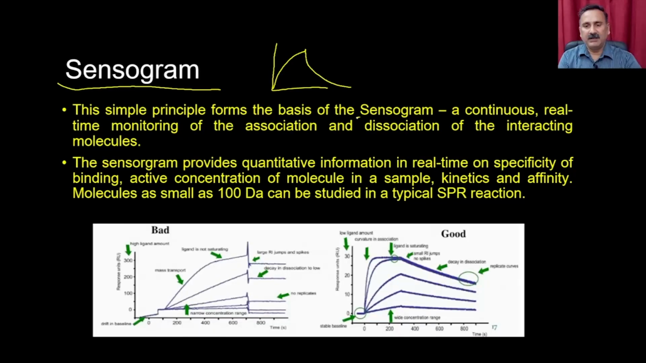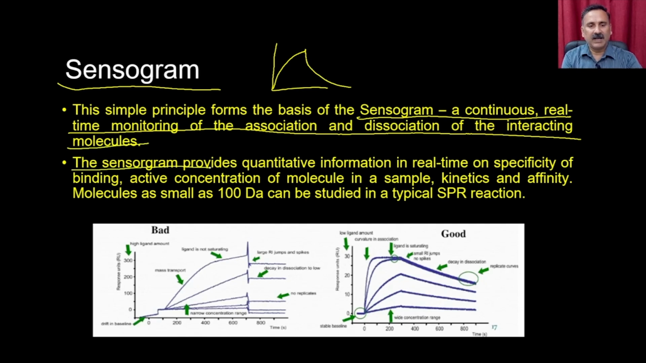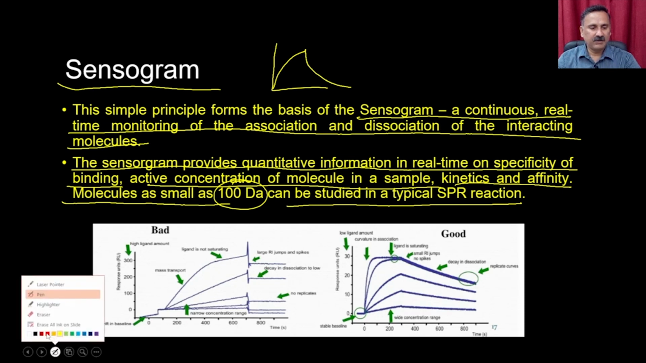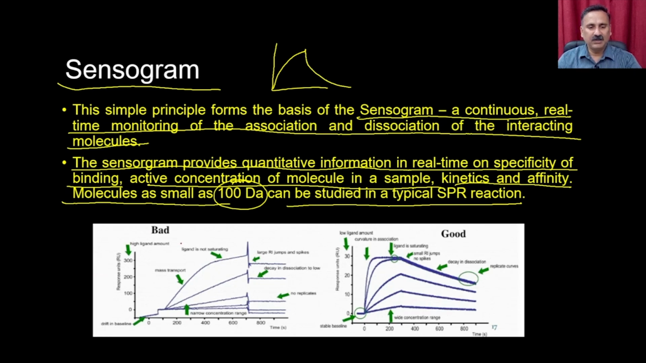So a sensogram is a continuous real-time monitoring of the association and dissociation of the interacting molecules. The sensogram provides quantitative information in real time on the specificity of binding, active concentration of the molecule in a sample, kinetics, and the affinity. Molecules as small as 100 Dalton can be studied in a typical SPR reaction. And you see, these are two different types of SPR sensograms that we are showing: this is a bad quality sensogram, whereas this is a good quality sensogram.